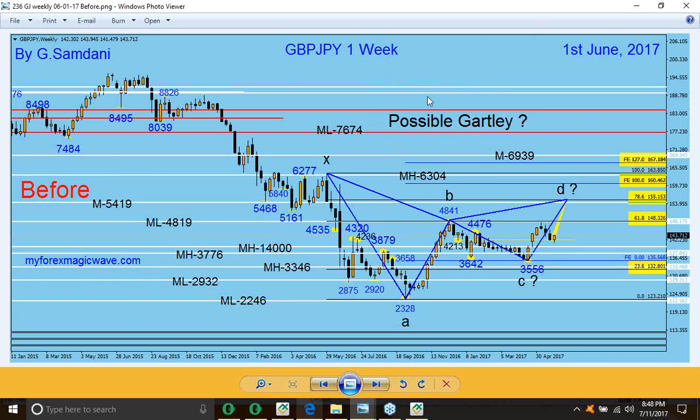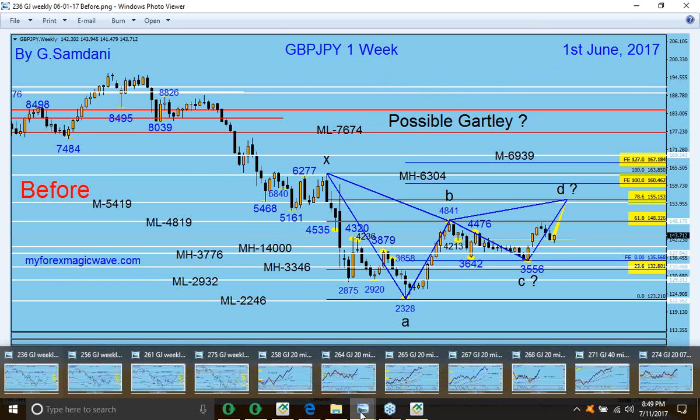For example, when I asked you which pair you trade the most, you said pound yen. So let me show you only pound yen. Forget about everything else. If you were to trade pound yen according to my chart, this is the chart I made on 1st June. And the next chart is actually 15 June, but the date shows 1st June, but you'll see the difference right here. This is the chart I made, but it didn't work out.